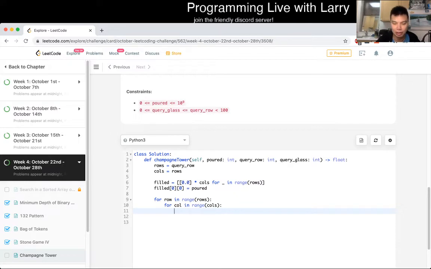So okay, if filled of row, col is greater than or equal to 1.0, then filled row col is equal to 1.0. But before that, we have to take the overfill, say, is equal to filled row col.